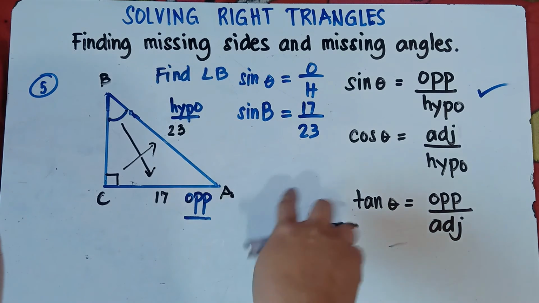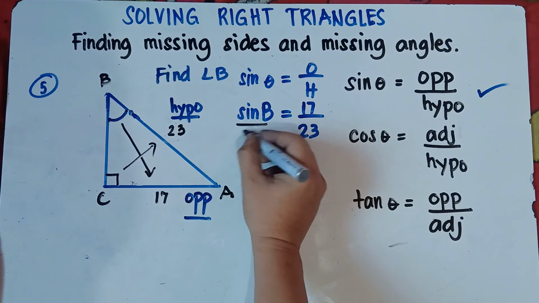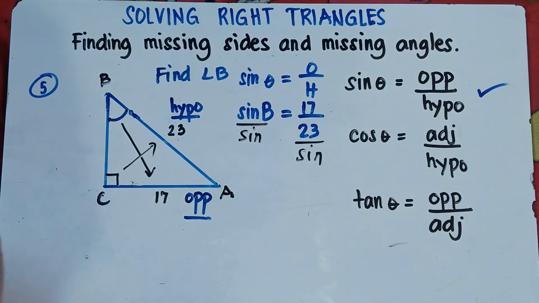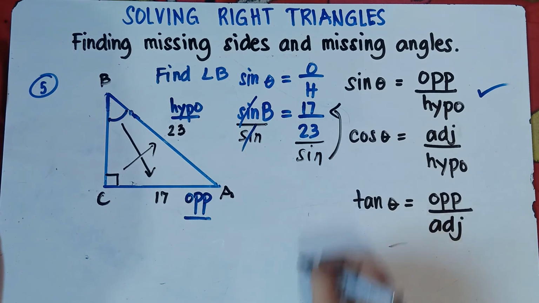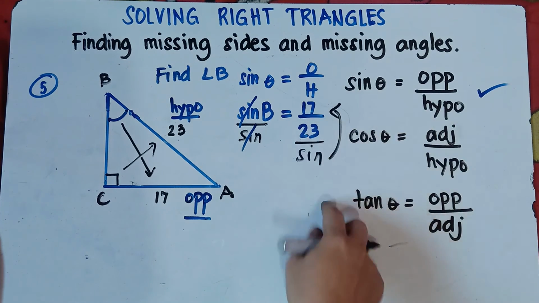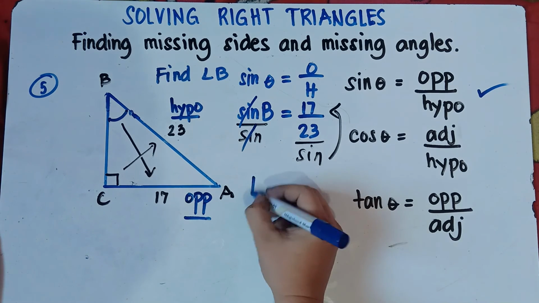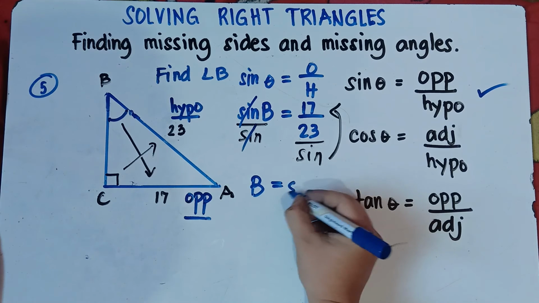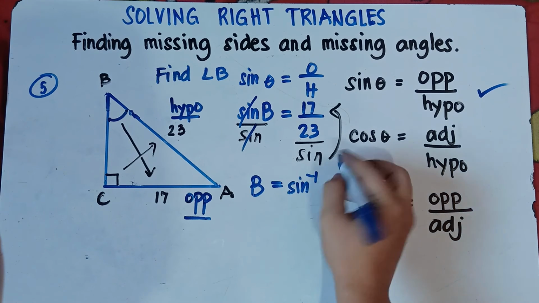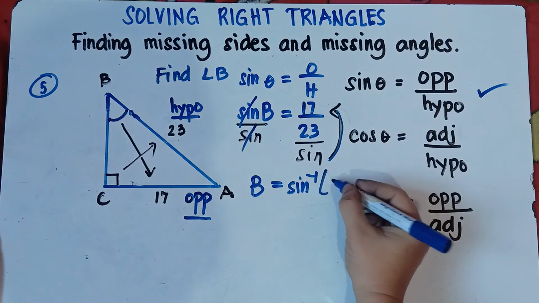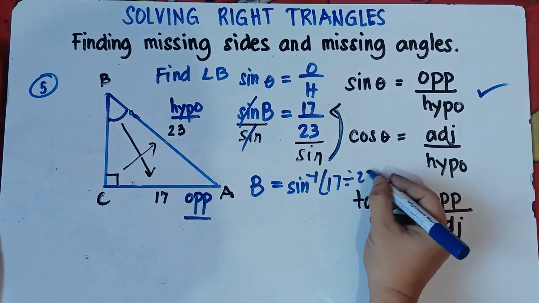So once again, just simply divide this one by sine. Divide by sine on both sides, so cancel this out, and you put the sine on the top, you will get inverse sine. So this will be B is equal to inverse sine. Once you put the sine on the top, that would be inverse sine of 17 divided by 23.